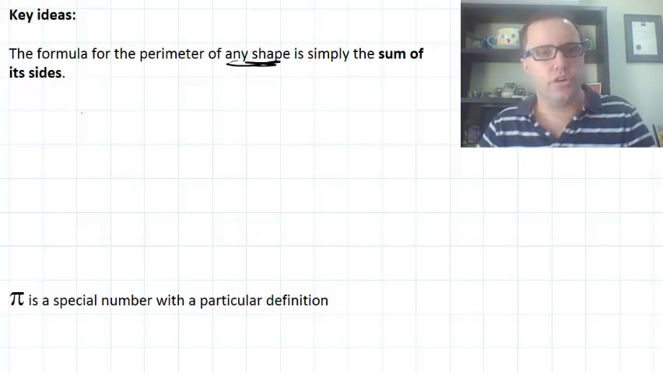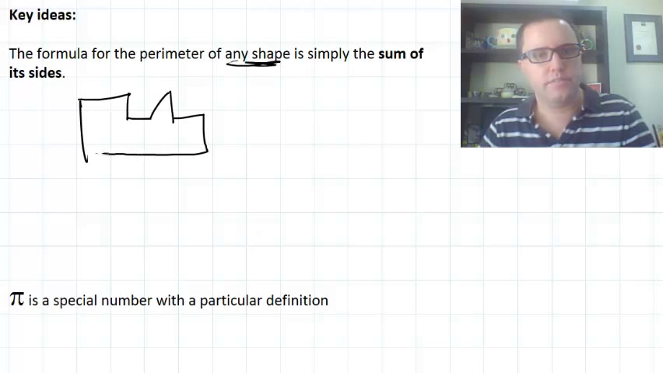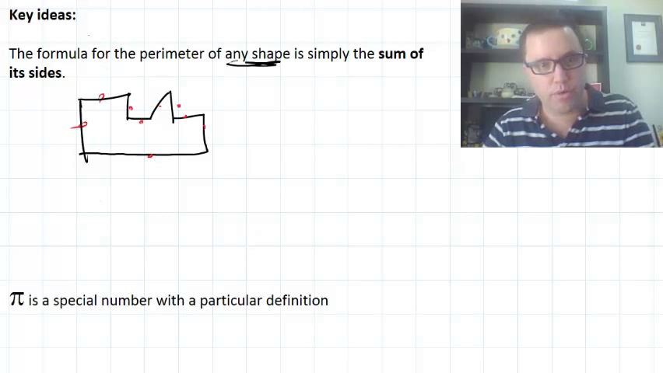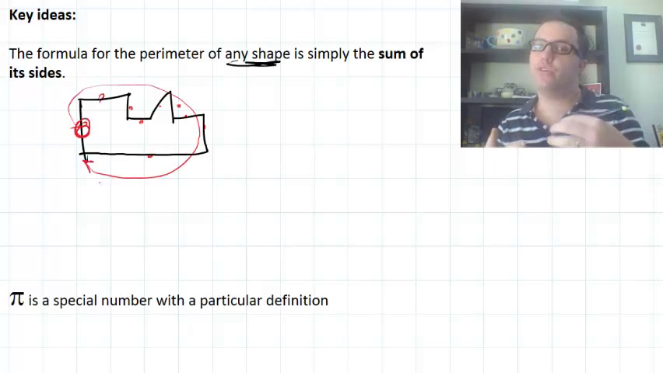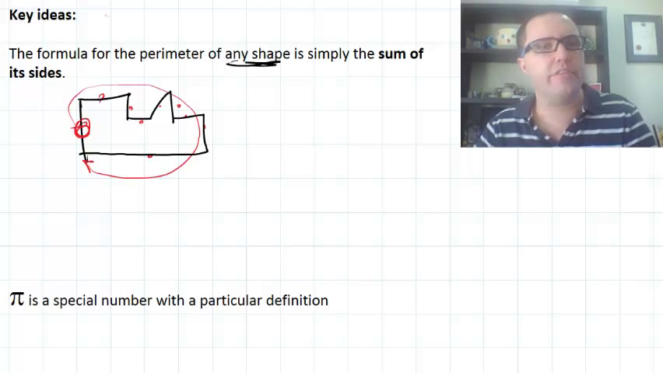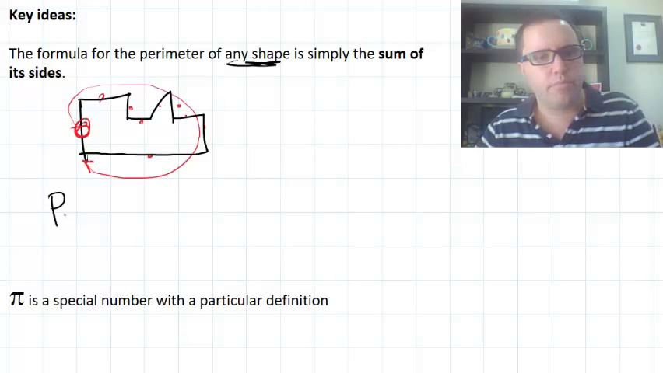So if we had a shape that looked like this, all we need to do is make sure when we add them up, we're adding up all these different sides as we go around. It's a good habit to start in one spot and then go around clockwise or something like that, just to make sure you're adding every side in there. And a formula that I'd like to see when you're working this stuff out: maybe perimeter equals, you don't have to put the ER, maybe just P is fine. Perimeter equals SOS for sum of sides.